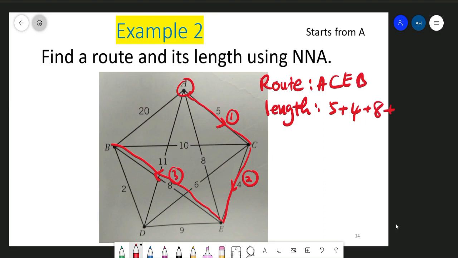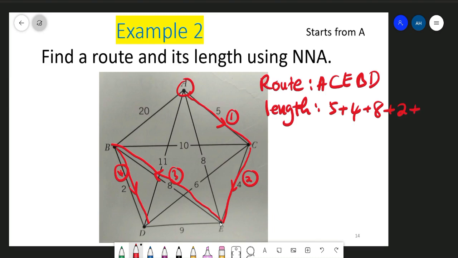All right, so we have one more point that we haven't visited yet, that is D. So we have to go from B to D. We have to go this way. No choice. This is path number 4, go to D, and the value is 2.